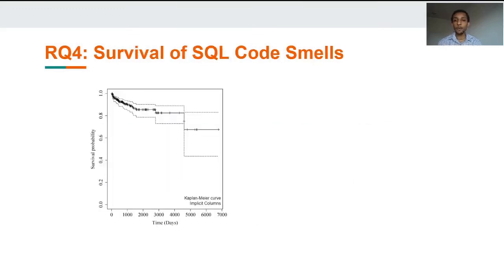Lastly, we study survival of SQL code smells to study the evolution of the project and analyze if those SQL code smells are getting fixed as the projects evolve. The graph shows the Kaplan-Meier survival curve of implicit column smells. On the x-axis we have time, and on the y-axis we have the survival probability. We can see that in the first few days there are a significant number of censored projects, which shows that the project's observation window ended without getting the smells fixed.